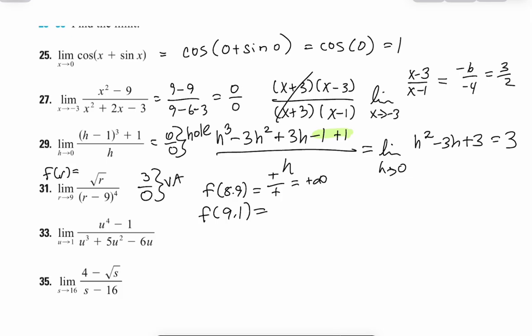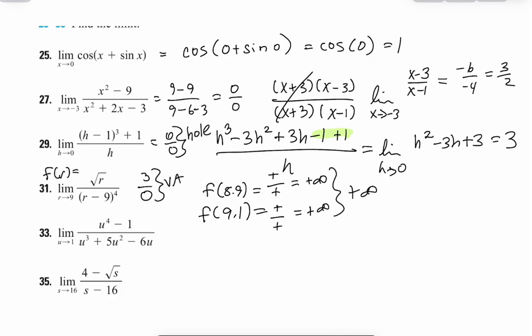If I plug in 9.1, same thing happens. I get a positive over a positive. I get positive infinity. That is our answer. If the sides don't match, the answer does not exist. They might be, if they put a negative right in front of the square root of r, then the answer would have been negative infinity. So just be careful and do that.